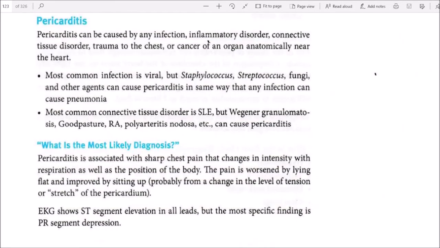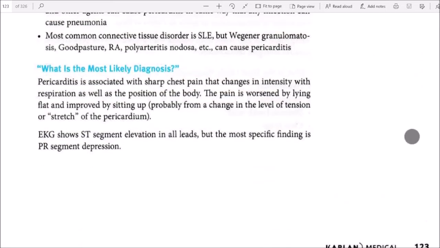What is the most likely diagnosis? Pericarditis is associated with sharp chest pain that changes intensity with respiration as well as position of the body. The pain is worsened by lying flat and improved by sitting up, probably from a change in the level of tension or stretch of the pericardium. EKG shows ST segment elevation in all leads, but the most specific finding is PR segment depression.